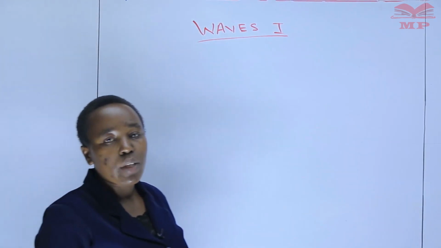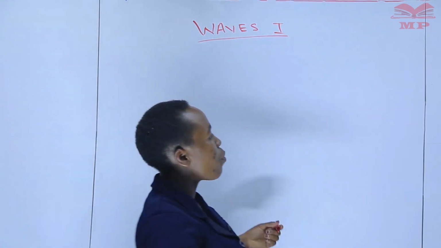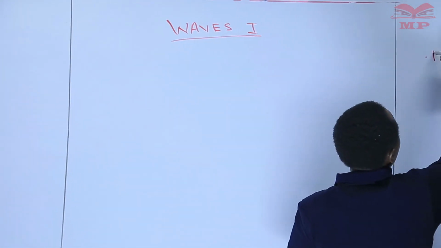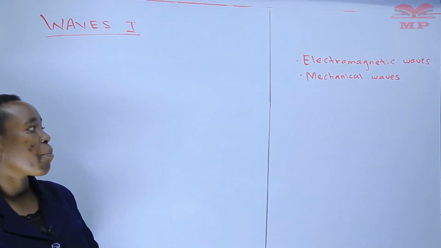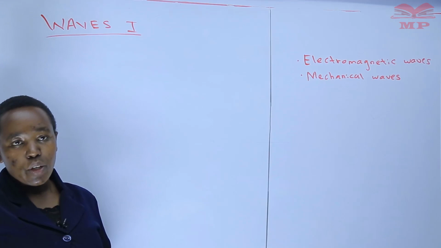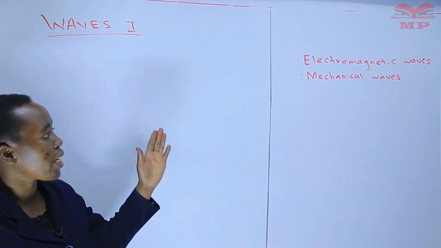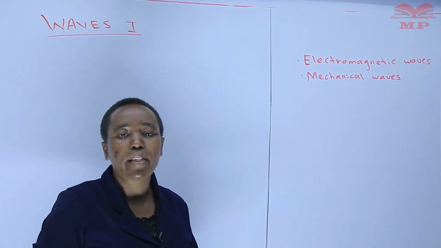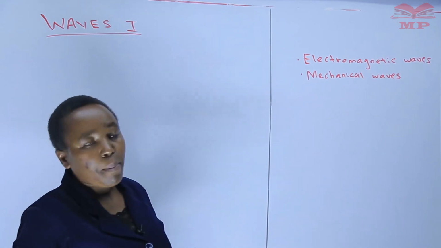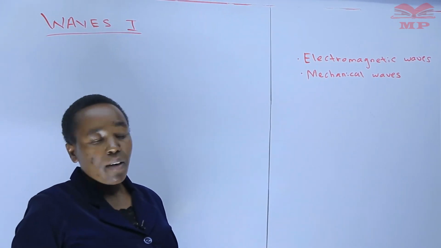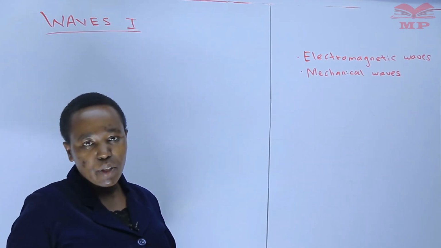Later on, we looked at the classification of waves, where we looked at the two major types of waves, that is electromagnetic waves and mechanical waves. Do you recall what electromagnetic waves are? We said that these are waves that do not require a material medium for their transmission. What about mechanical waves? Mechanical waves require a material medium for their transmission.